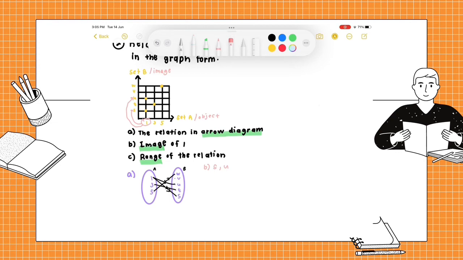Next, for C, the range of the relation. For this case, the range of the relation is set B that has been paired to A. We can see here, the ones that have been paired are W, U, T, and S. So the range of the relation, we write it: open bracket W, U, T, S, and then close the bracket.